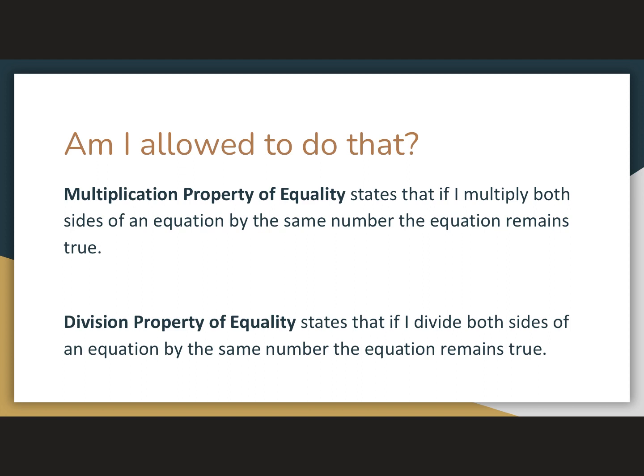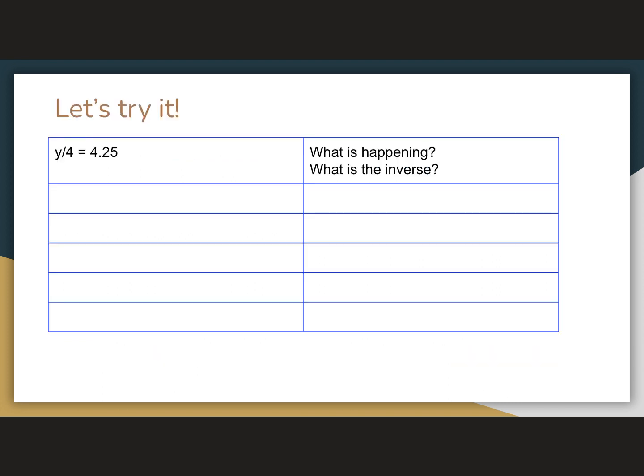So again, am I allowed to do that? Well, the multiplication property of equality says if I multiply both sides, remember you have to make sure you do both sides of the equation by the same number, it remains true. And our division property of equality says the exact same thing. If we divide both sides of the equation by the same number, it remains true. Okay, so let's try it.